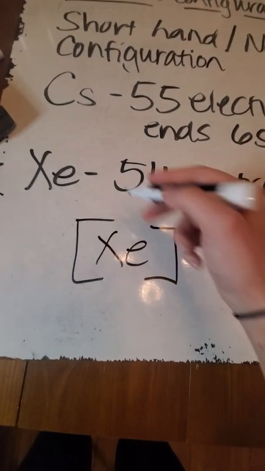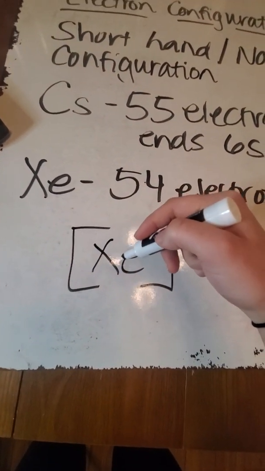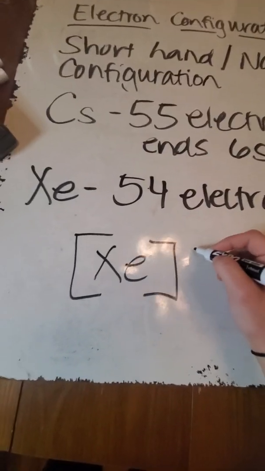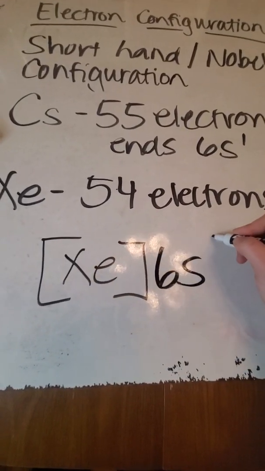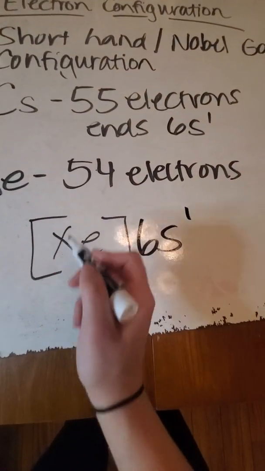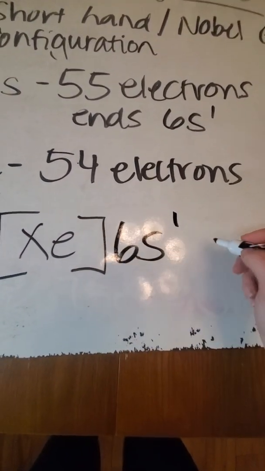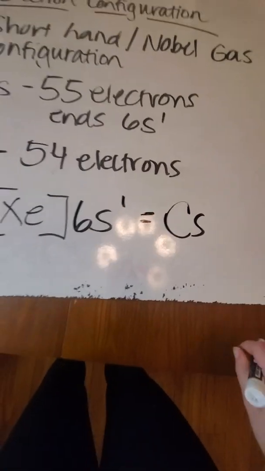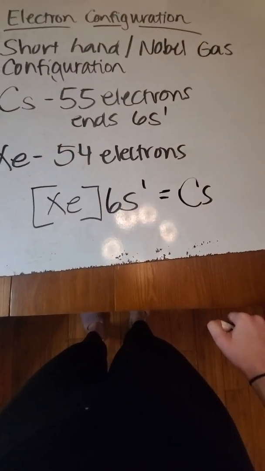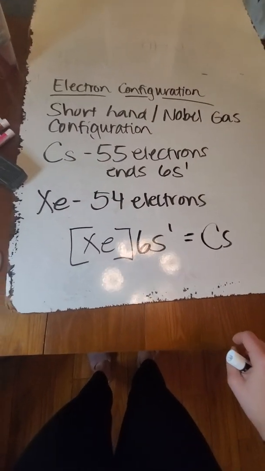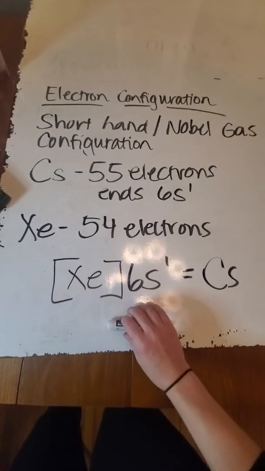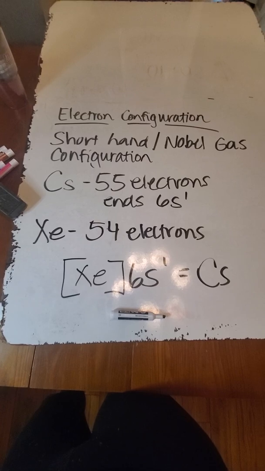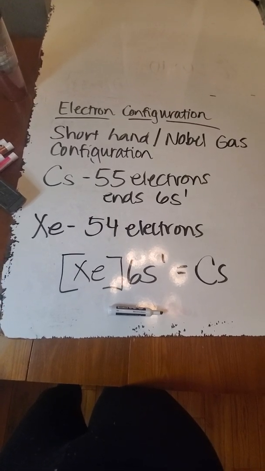which is my way of saying same electron configuration, but we have to add on what's different. So 6s1. So xenon in brackets, 6s1, is going to be equal to cesium's noble gas configuration. Like I said, a quick intro to the shorthand way to do noble gas configuration.